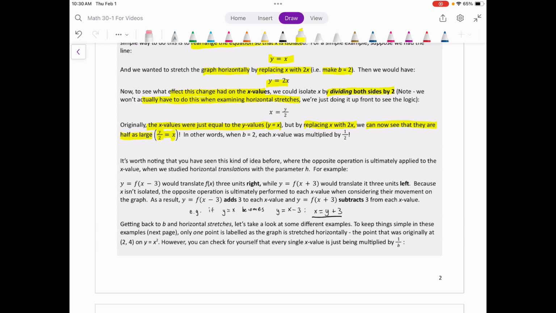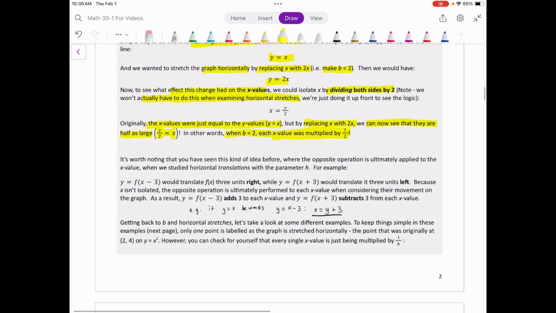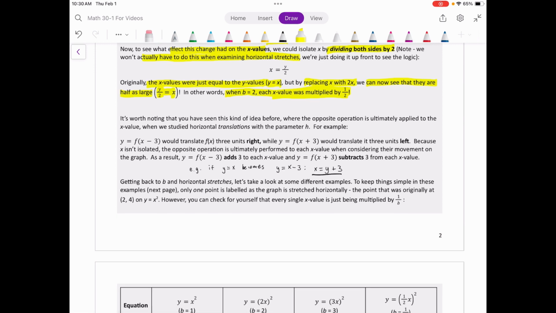So in other words, when our b equals 2, we can see from the equation that every single x value actually ends up getting multiplied not by 2, but by 1 over 2. It's because of that inverse, opposite operation effect. Since x isn't isolated, whatever we're doing to it here, if we want to consider what effect that actually had on x, we're going to end up doing the opposite operation in order to isolate x and figure out what the effect was. We've seen this idea before, where the opposite operation is ultimately applied to the x value.